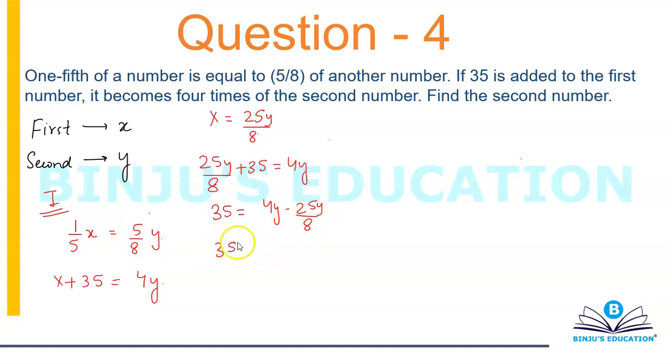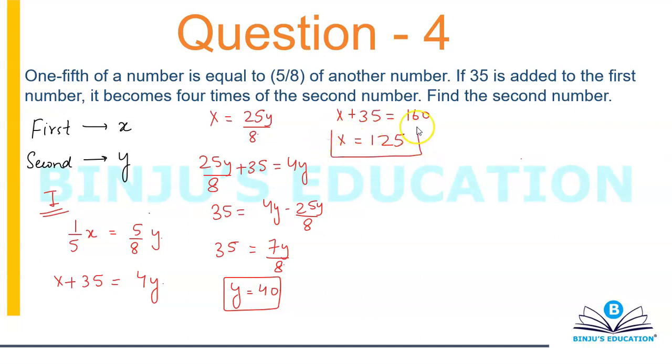So 35 is equal to 4 into 8 is 32, 32 minus 25 is 7y by 8. So y will be equal to 40. If y is equal to 40, I can calculate x also. x plus 35 is equal to 160, so x will be equal to 125.